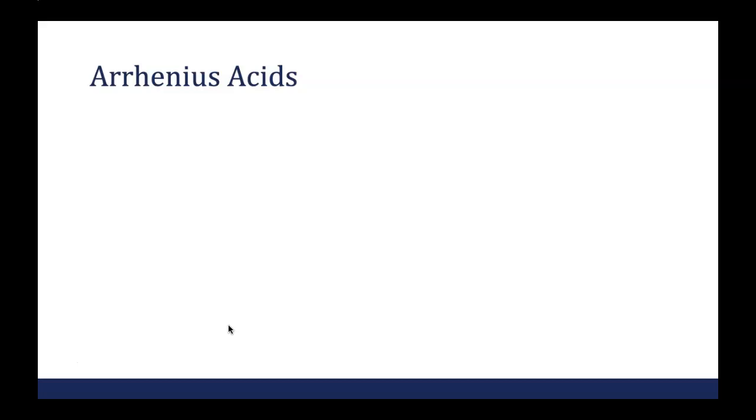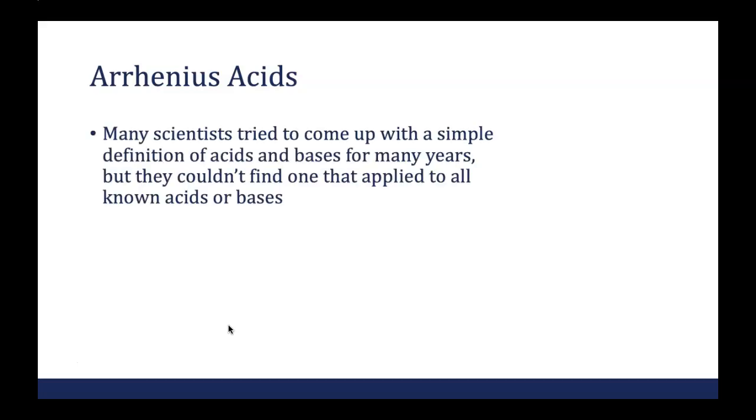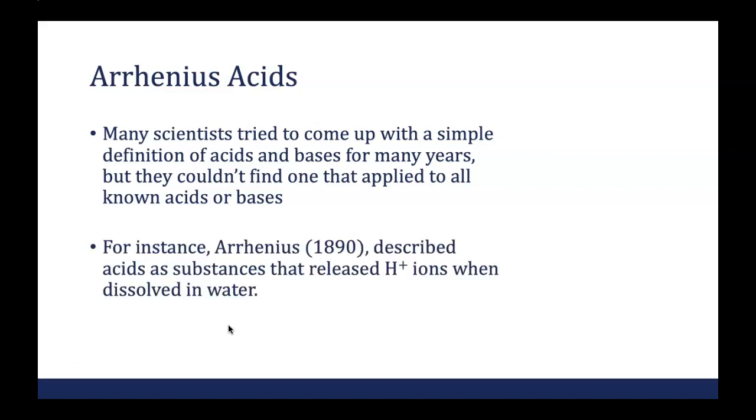So what is an acid or a base? Well, that was kind of an elusive definition for a while. So Arrhenius came along and gave us our first definition. So many scientists tried to come up with a simple definition for many years, but they couldn't find one that actually applied to all known acids or bases. But Arrhenius in the late 1800s was the first to define acids as something that released H plus ions when they're dissolved in water. So what does this actually look like?